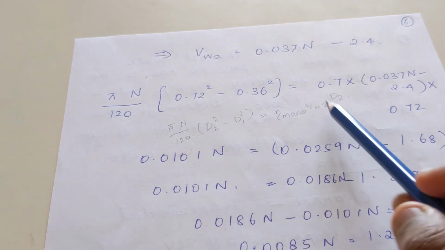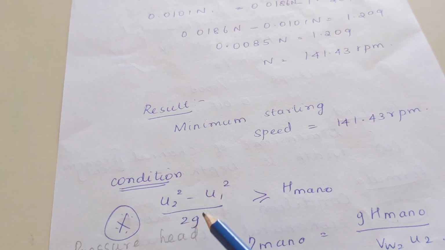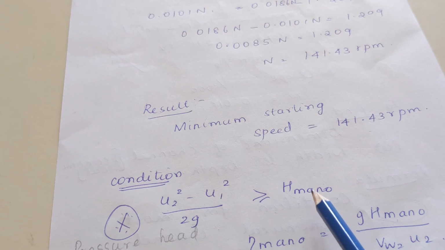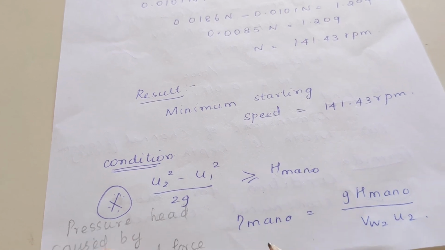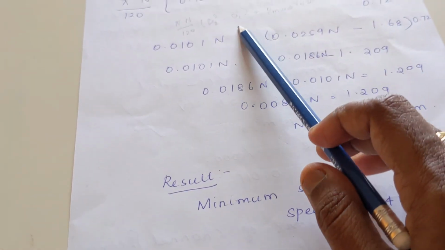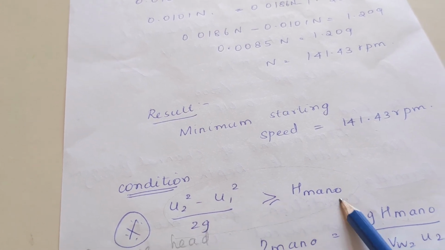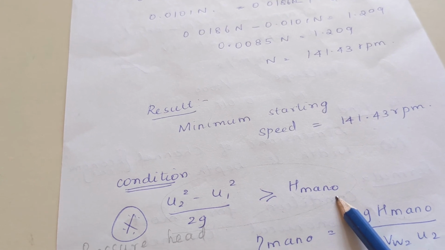How did you arrive at this formula? By using this condition, the pressure head should be greater than H mano, and you have to remember the formula for H mano from eta mano. Eta mano is equal to G into H mano divided by U2 into Vw2. If you forget this formula also, don't worry, but you have to remember this condition: U2 square minus U1 square divided by 2G should be greater than or equal to H mano. Clear?